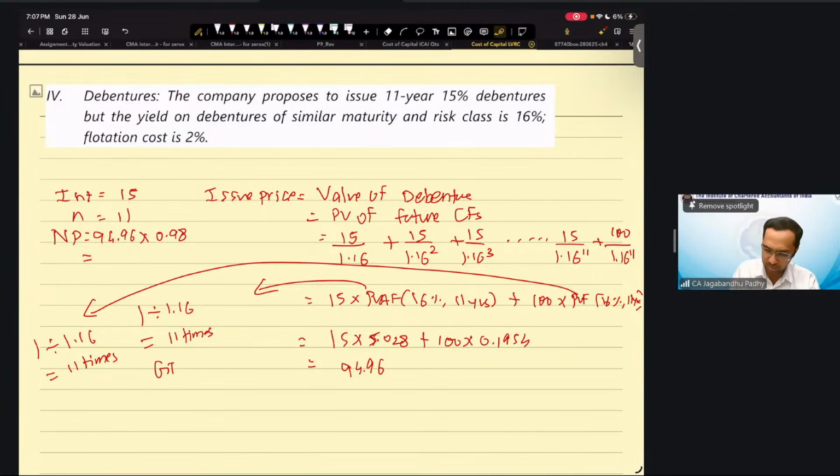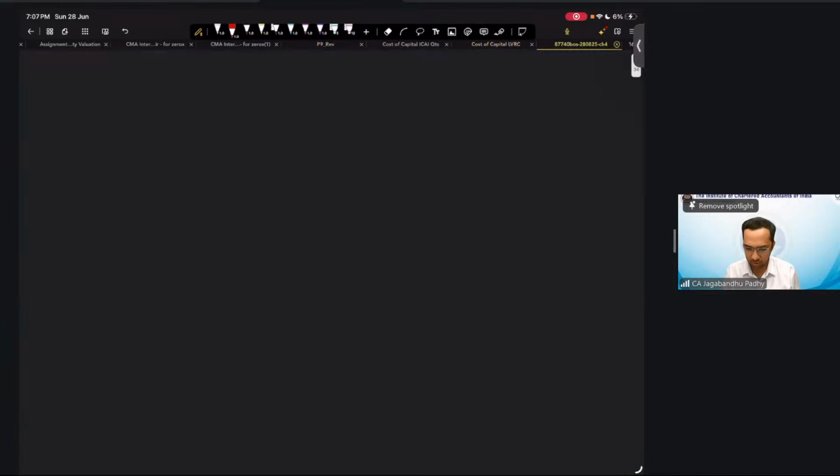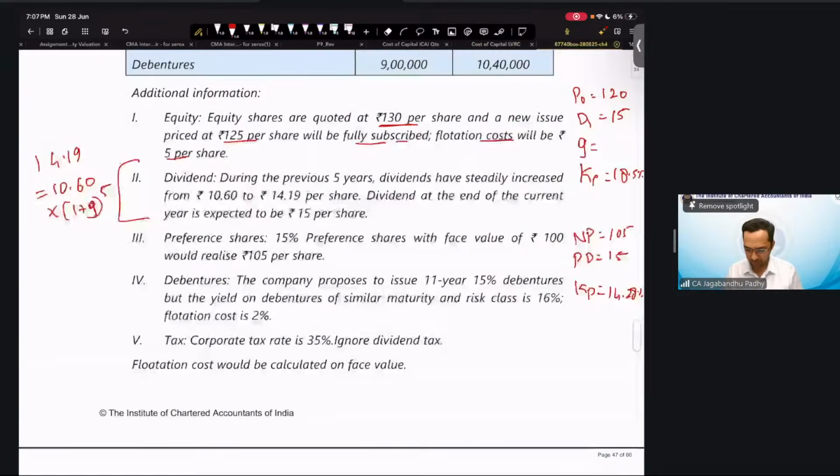You have the redemption value is 100. So redemption value 100. You have the net proceeds, you have the interest, and you just have to calculate the cost of debentures then. Let me just quickly look at this solution for fifth.